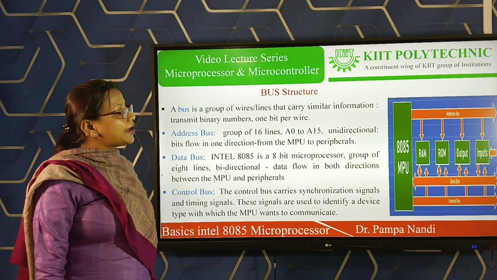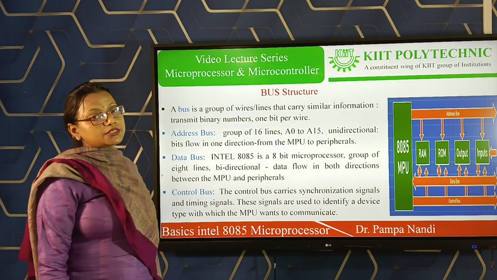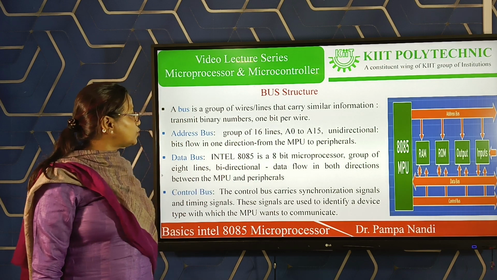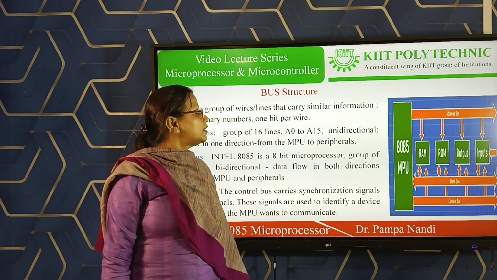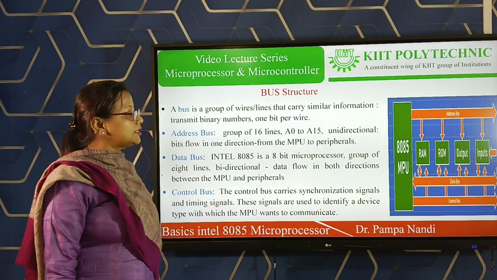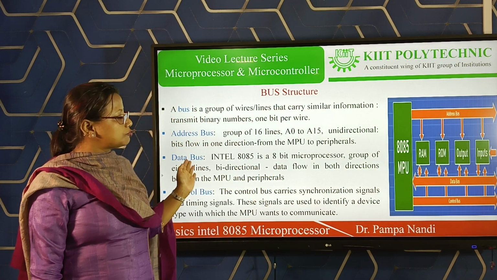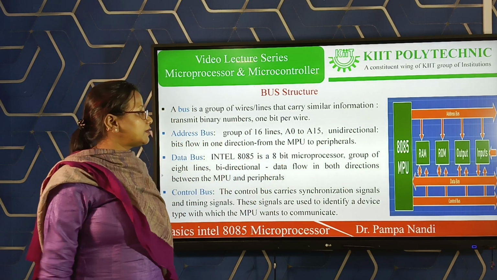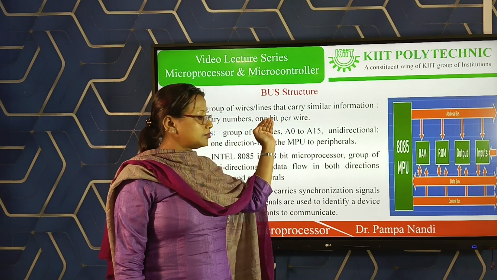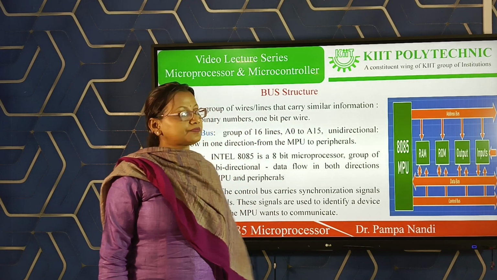Among them, the address bus is 16-bit, so it can locate 2 power 16 locations. It is denoted by A0 to A15. Then the data bus is 8-bit. The data bus is bidirectional, that is, data can be transferred from the microprocessor to the devices and from the devices to the microprocessor. The address bus is unidirectional, that is, the address location is sent out by the microprocessor only.